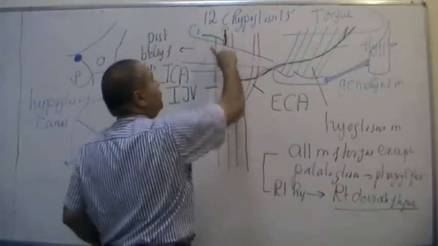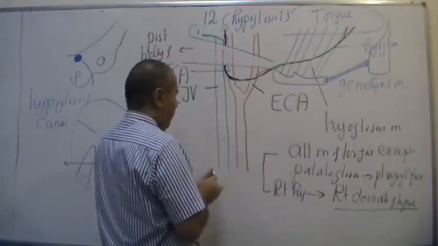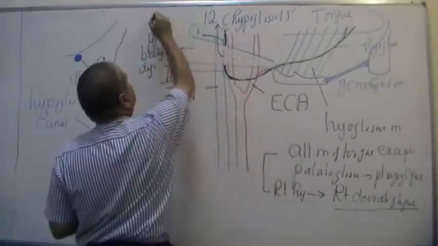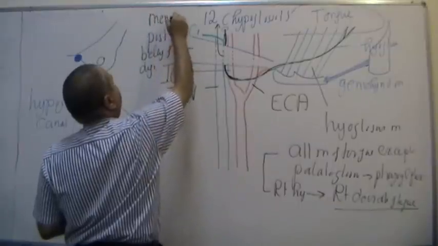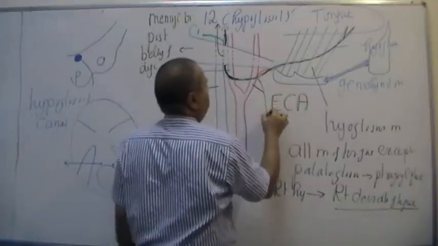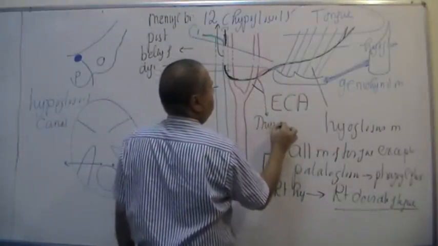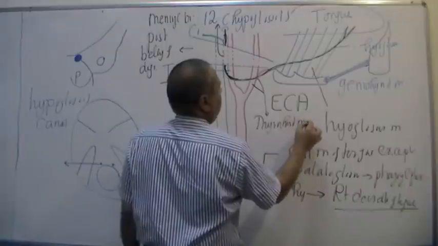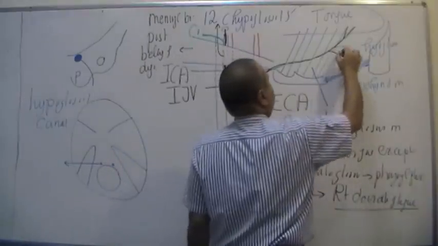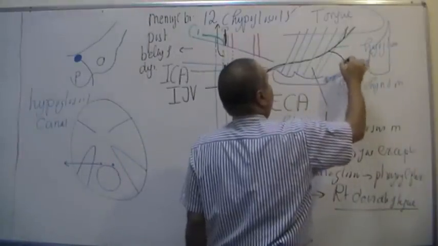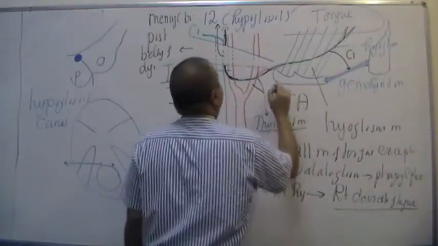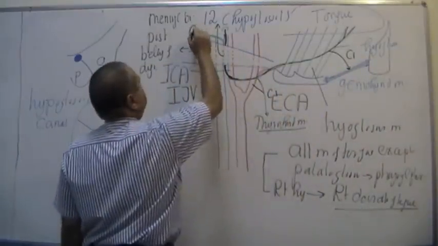Concerning the fibers from C1, this fiber is distributed into the meningeal branch. It also gives a nerve to the thyrohyoid muscle, one of the infrahyoid muscles. It gives a branch to the geniohyoid muscle from C1. This is from C1, this is from C1 also, and this is from C1.